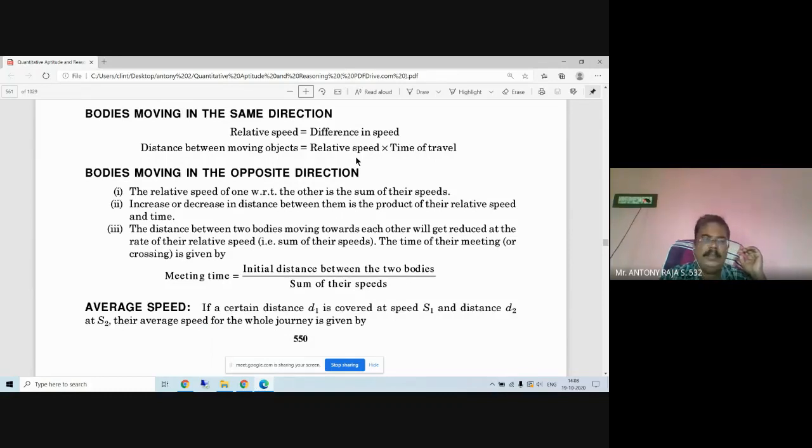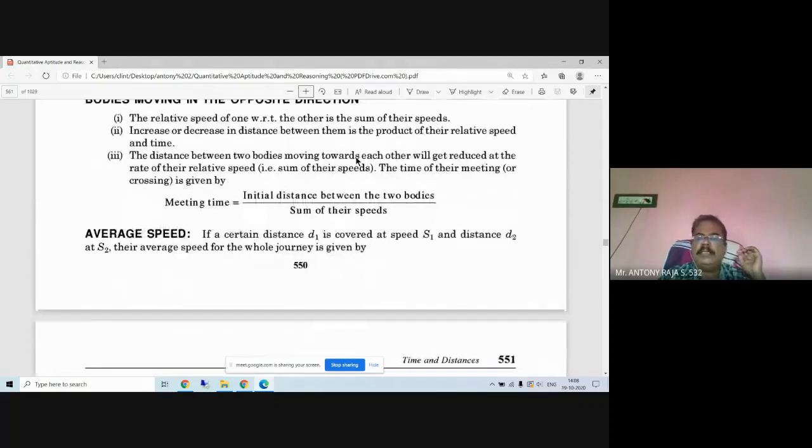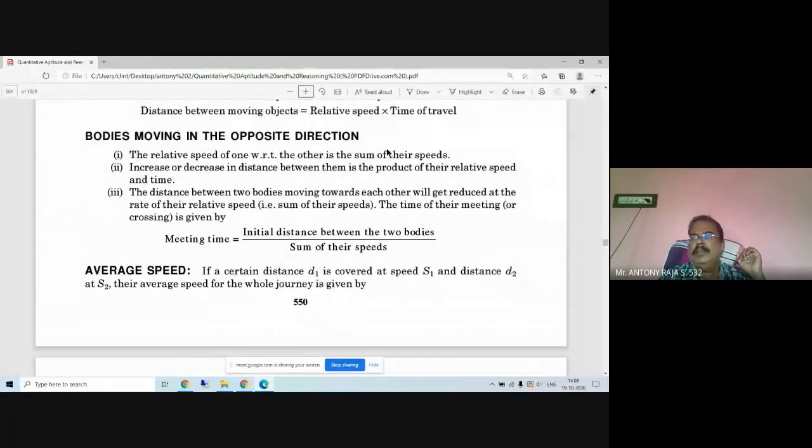Next. Bodies moving in the opposite direction. Assuming that your train is moving from south to west at a speed of 100 km per hour. Another train is coming in the opposite direction, from north to south at a speed of 120 km per hour. So bodies are moving in the opposite direction. The relative speed of one with respect to the other is the sum of their speeds.